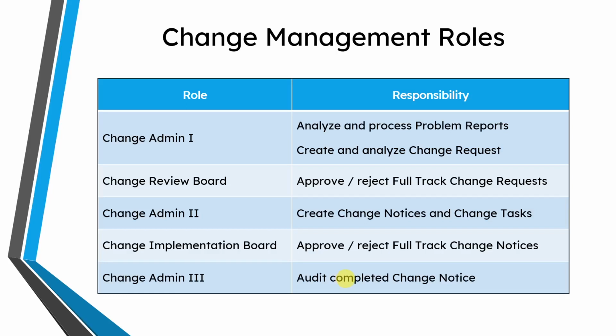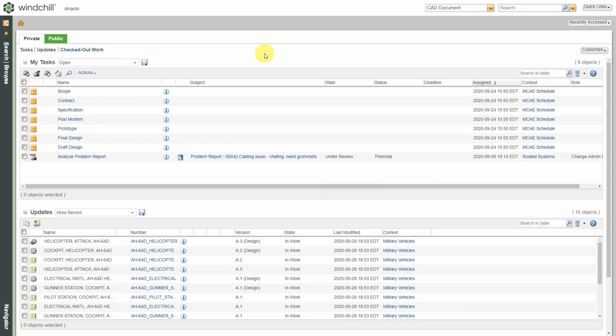So now let's take a look at analyzing a problem report and then creating a change request from it. And we'll also take a look at the other couple methods of creating change requests. All right, here I am in Windchill. I am on my home page, and I see that I have a task assigned to me to analyze a problem report. Here's the problem report if I want to jump right to it and review it, but I'm going to go to the task to analyze it.